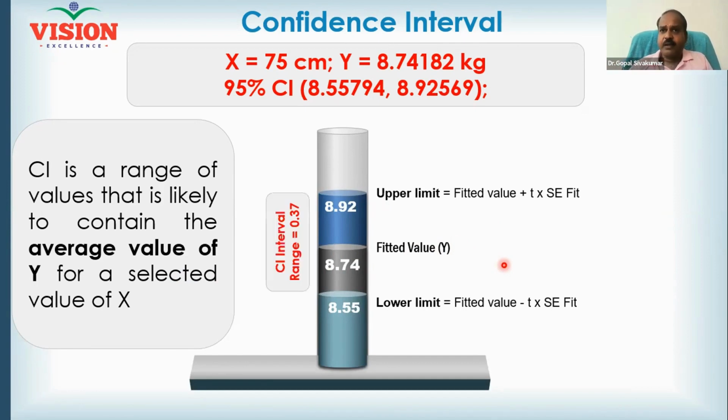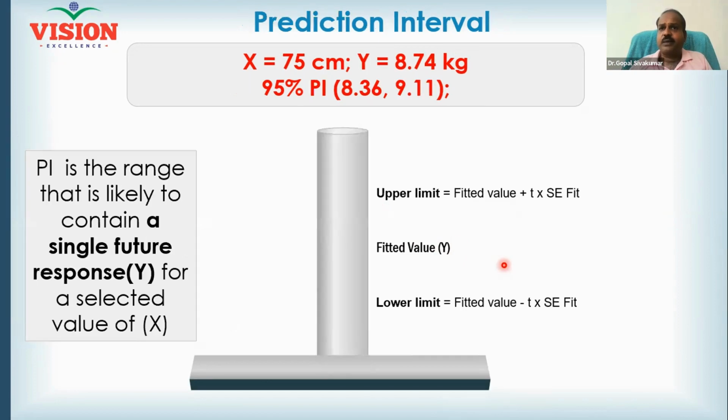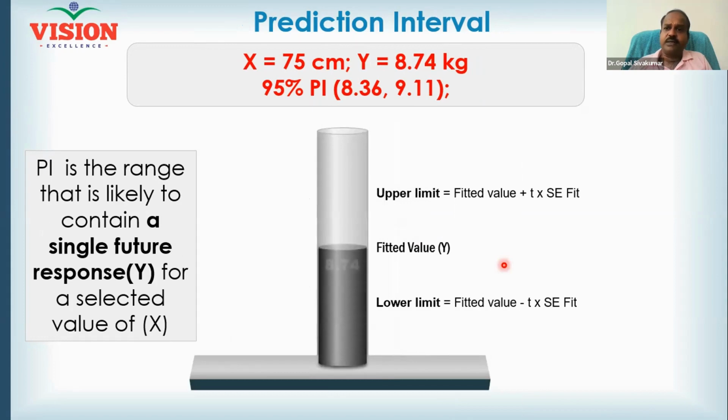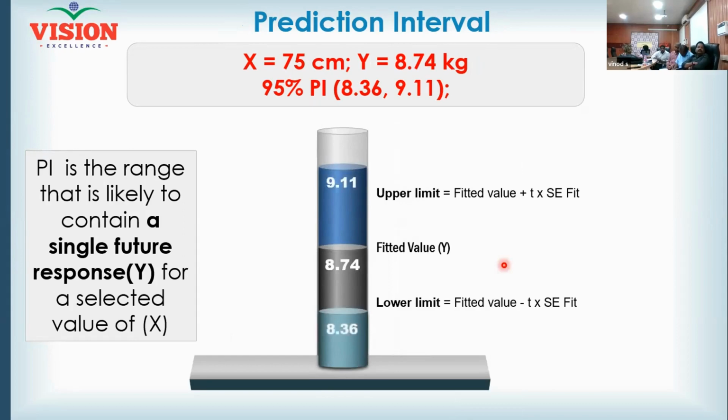That is the idea. Now there is one more limit called prediction limit or prediction interval. Now see here, fitted value is 8.74. For the same fitted value, look at the upper prediction limit and lower prediction limit: 8.3 and 9.1. In the previous case, how much were they? 8.5 and 8.9. Now, which is wider? Confidence interval is wider or prediction interval is wider? Prediction interval.